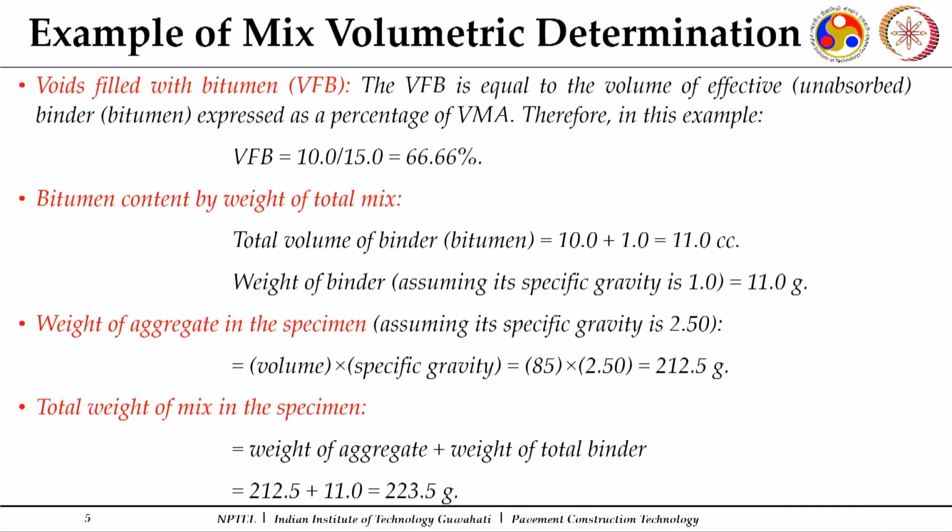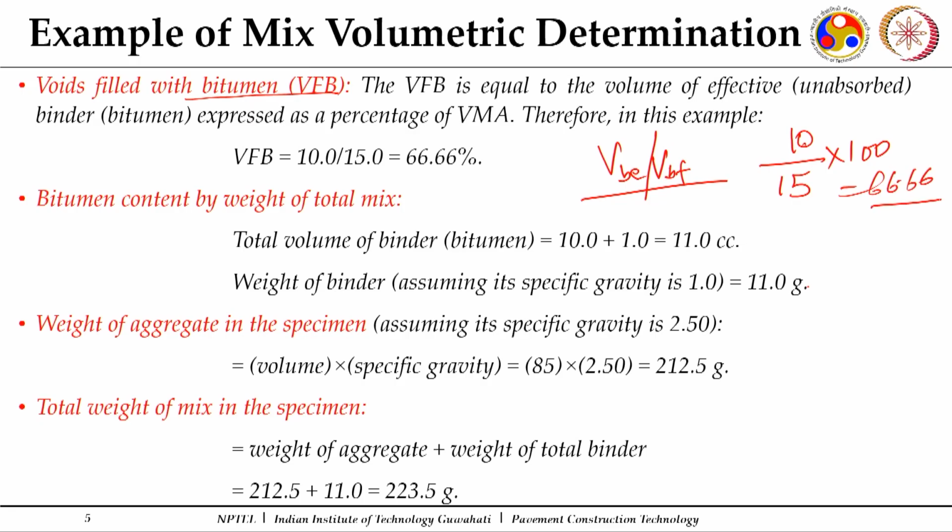Now, in addition to this, the other part was how much of the voids get filled with the bitumen. So, we were having the binder which is free. Here we will consider only the binder which is free, which is either VBE or VBF, in whichever manner you mention. This is the volume of bitumen which is effective for coating, or free for coating. So, that was 10 cc and VMA was 15. So, into 100, this comes out to be 66.6%. So, this is what you have for your VFB.